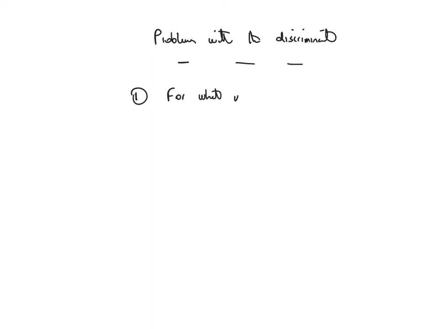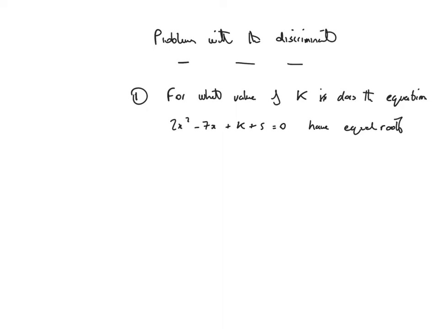For what value of k does the equation 2x squared minus 7x plus k plus 5 equals 0 have equal roots? Okay, now the first thing that I need to do is to identify a, b and c.